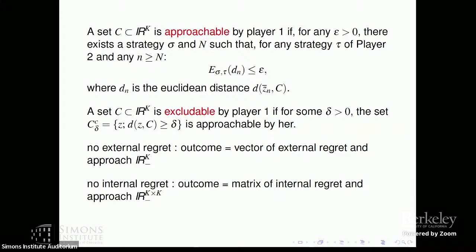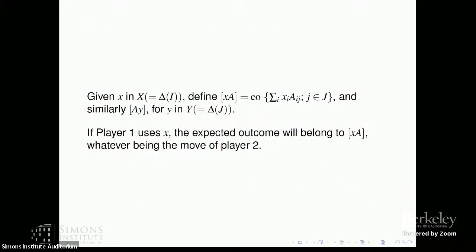The way you will use Blackwell's theorem in our framework is to prove that for external regret, the average of the outcome will approach the negative orthant of R^k, meaning that all components will be negative. And for internal regret, you look at the matrix, and you want to approach this. So this is the use of approachability for no-regret theory. Given X, which is a mixed strategy, a probability on this set, you define XA, the convex hull of the expectations induced by the strategy X. So if player 1 plays X, the expected outcome will be in this set.